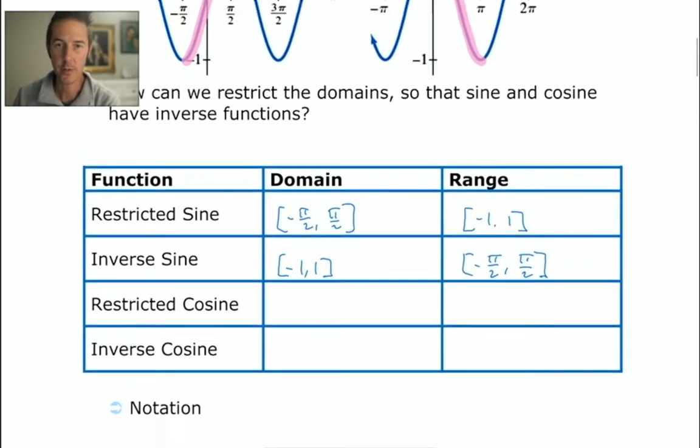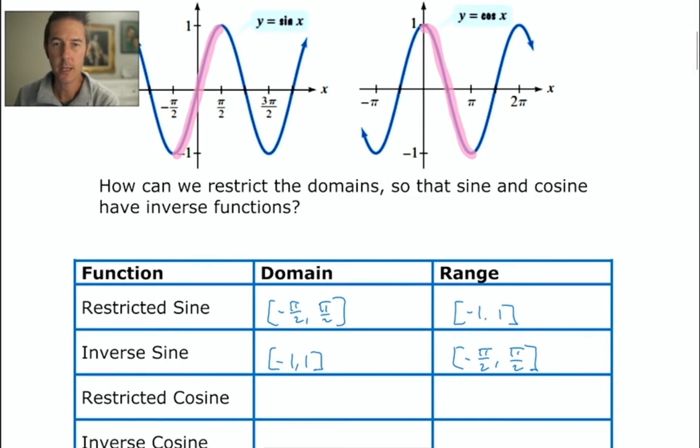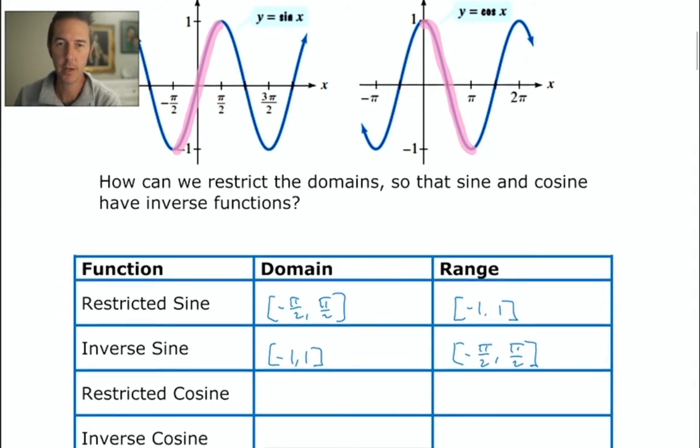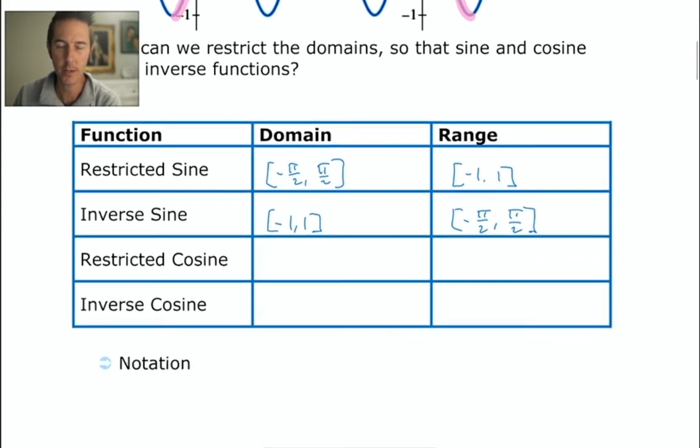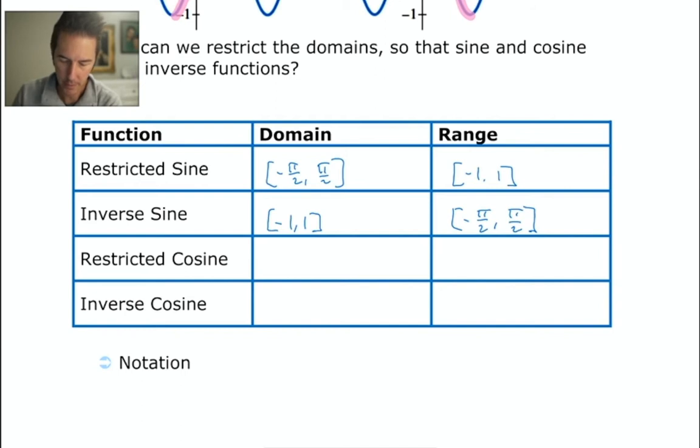The cosine function, let's glance at this graph. The part that I highlighted, from left to right in the x direction, goes from 0 to pi. Vertically, it goes from negative 1 to positive 1. Always least to greatest, left to right, bottom to top. So the restricted cosine function, inclusive, goes from 0 to pi, and the range goes from negative 1 to positive 1. Then we swap the domain and the range again as we take the inverse, this time of the cosine function.